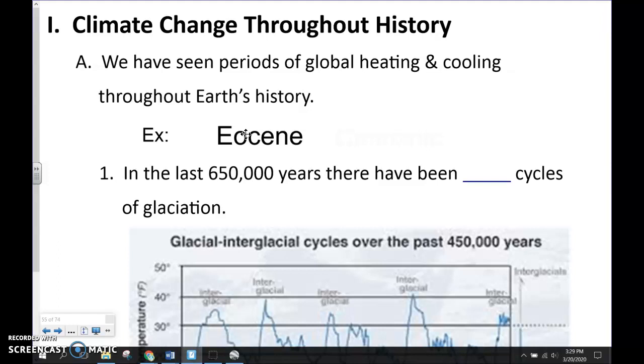Matter of fact, geologists say that the southern portion of the U.S. would have been considered tropical. So you wouldn't need to go down to the Bahamas to see the tropics. You could actually just go to Kentucky. So interesting there.